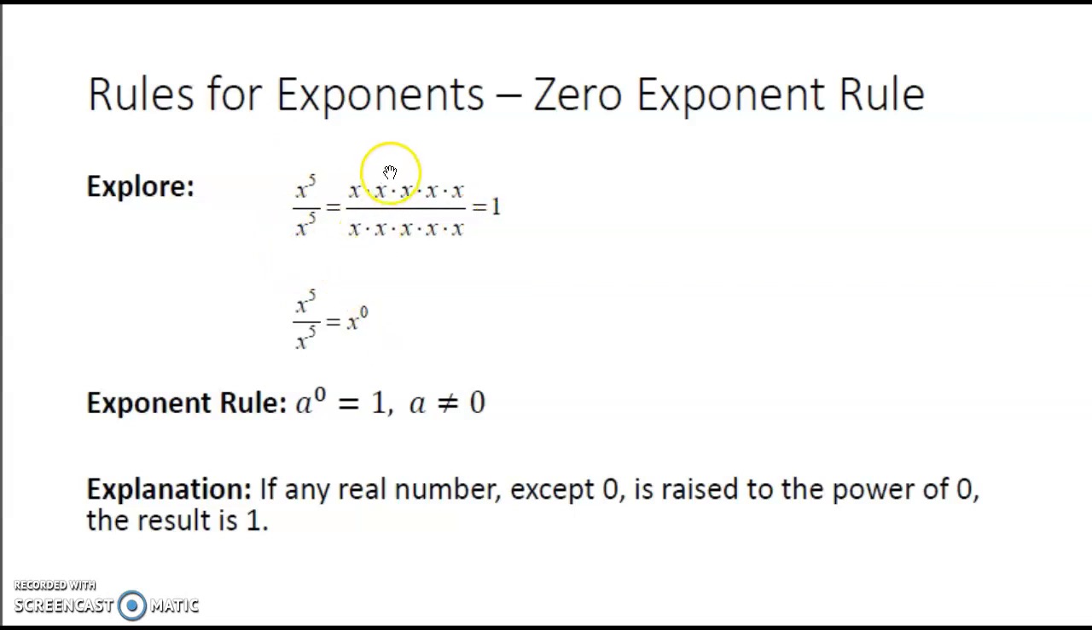And you could also think about canceling out common factors like we had done before. Every time you cancel out here, you are dividing, and that quotient is 1. So we would just have 1 times itself 5 times up here, which gives us a value of 1.